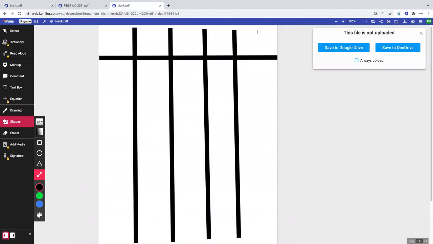Okay, so we're going to start talking about shocks, different types of shocks in the body.